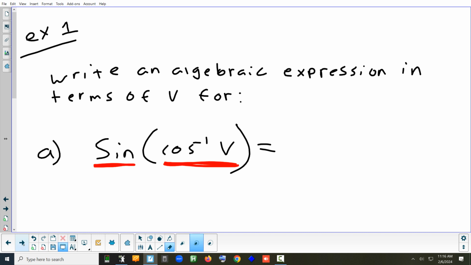All right, so this one says to write an algebraic formula, write an expression, to calculate the sine of the inverse cosine. As long as you have a regular trig function on the outside and an inverse trig function on the inside, you can always do this. You can get rid of all the trig in the problem.